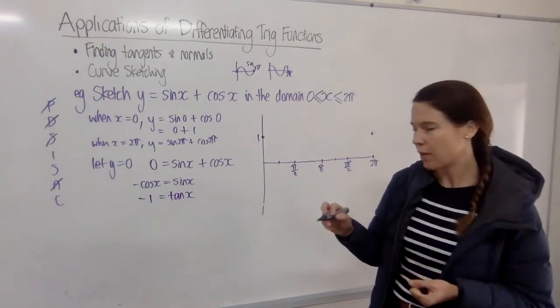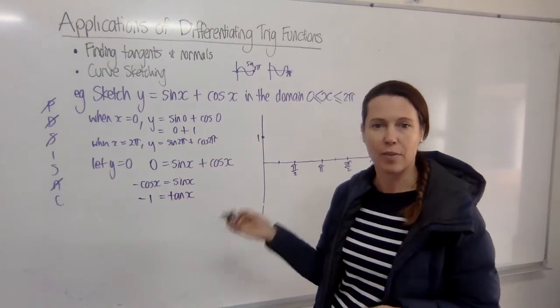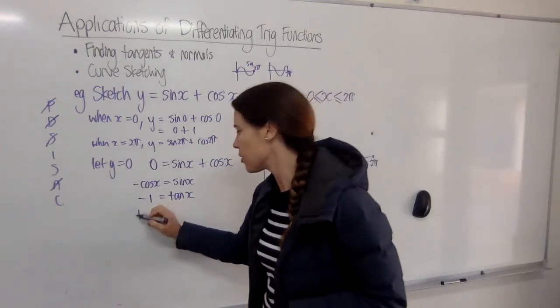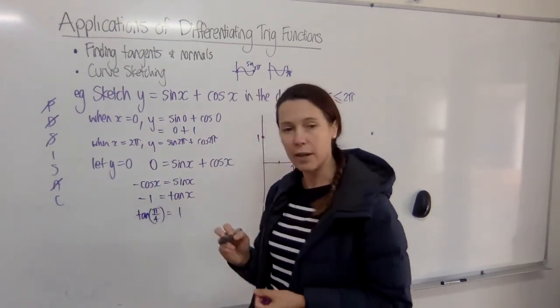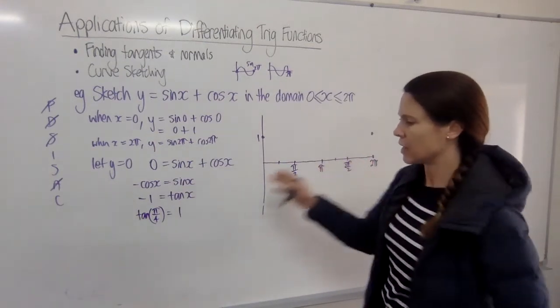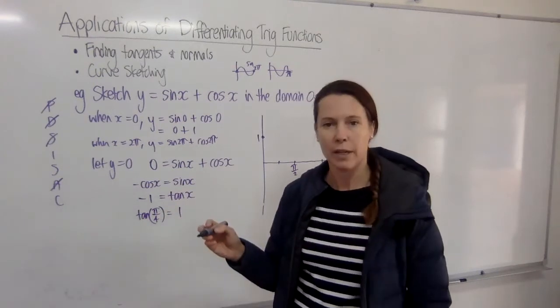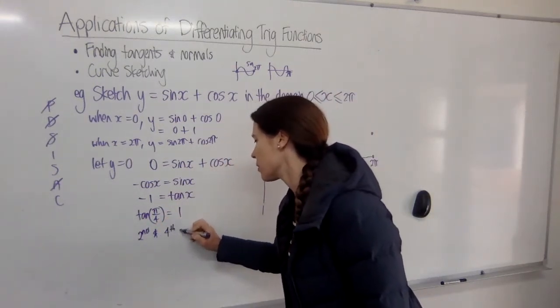In other words, if I can solve this, the tan of something is negative 1, if I can solve that, those will be my x-intercepts. All right, well, I already know that the tan of pi on 4 is equal to 1. So if I'm asking between here and here, the tan of what will be minus 1? Well, the related angle is pi on 4, except I want it in the second and the fourth quadrants.